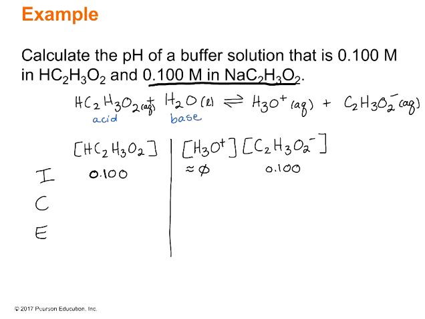All right, so now let's figure out the change here. Everything is in a 1-to-1 ratio, so we don't have to worry about stoichiometry. So we are going to lose some amount of our acid, and we're going to gain some amount of our products. And again, this is for the interaction of the acid with water. Now our equilibrium expression for the reactant is 0.1 minus x. And then for the hydronium ion, it's x. And for the acetate ion, it's 0.1 plus x.